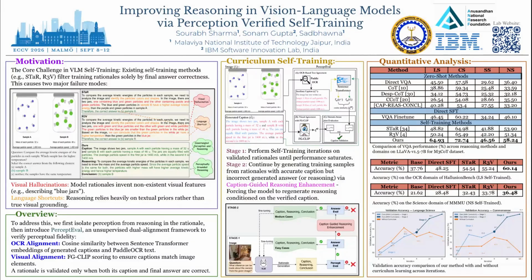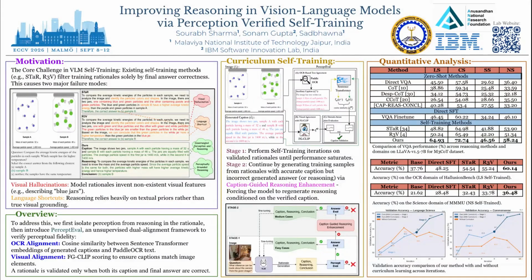So the thing is, firstly we come to our perceptual part. In order to judge the caption, we need ground truth captions, right? But as I told you, in our data set, the only thing we have ground truth for is the golden answers. So in order to judge whether the model correctly understood the image or not, we propose PerceptEval, which is an unsupervised dual alignment framework.